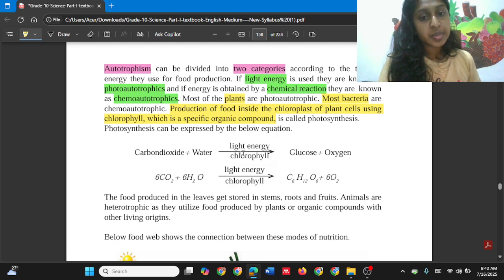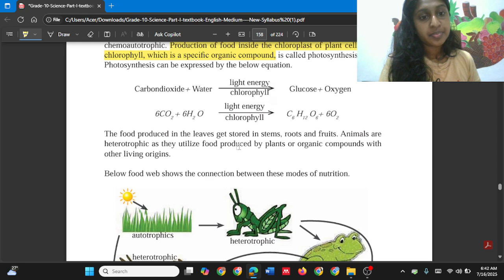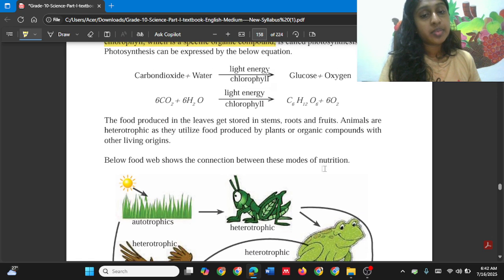Photosynthesis can be expressed by the equation below. Carbon dioxide, 6CO2, plus water, 6H2O, above light energy absorbed by chlorophyll, gives C6H12O6 plus oxygen, 6O2. This is a balanced equation. This one is the balanced one, okay?